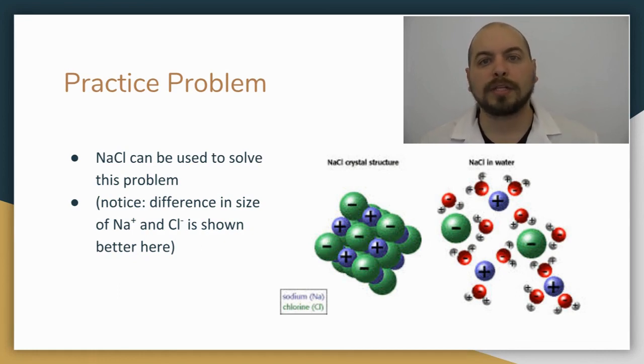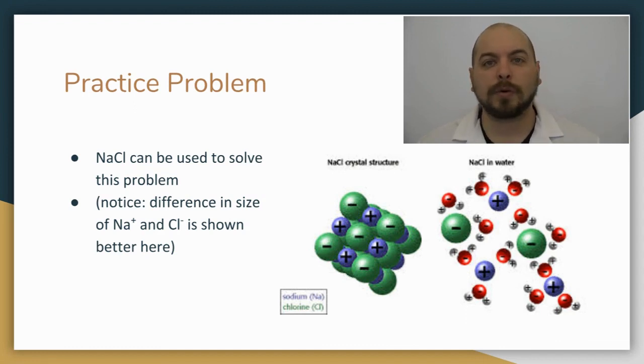And one thing to be aware of is the fact that you'll oftentimes be given a property. So here's an unknown solution. What's this property? You will then have to predict whether it's ionic or molecular given the properties. The most common property given, conductivity. So make sure you're aware of the fact that ionic solutions are conductive while molecular solutions are not.